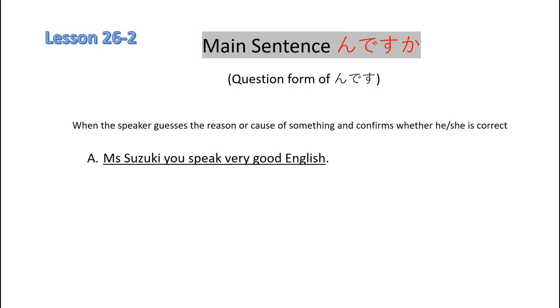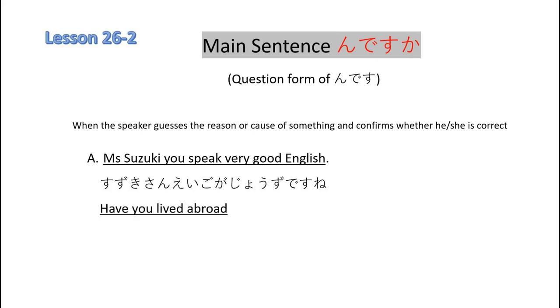For example, the speaker A says to Miss Suzuki, "Miss Suzuki, you speak very good English." "Suzuki-san, eigo ga jouzu desu ne." Now, the speaker guesses the reason for speaking good English. Have you lived abroad? "Kaigai ni sundeita n desu ka?" So here the speaker is guessing the reason for speaking good English. It might be that he lived abroad.